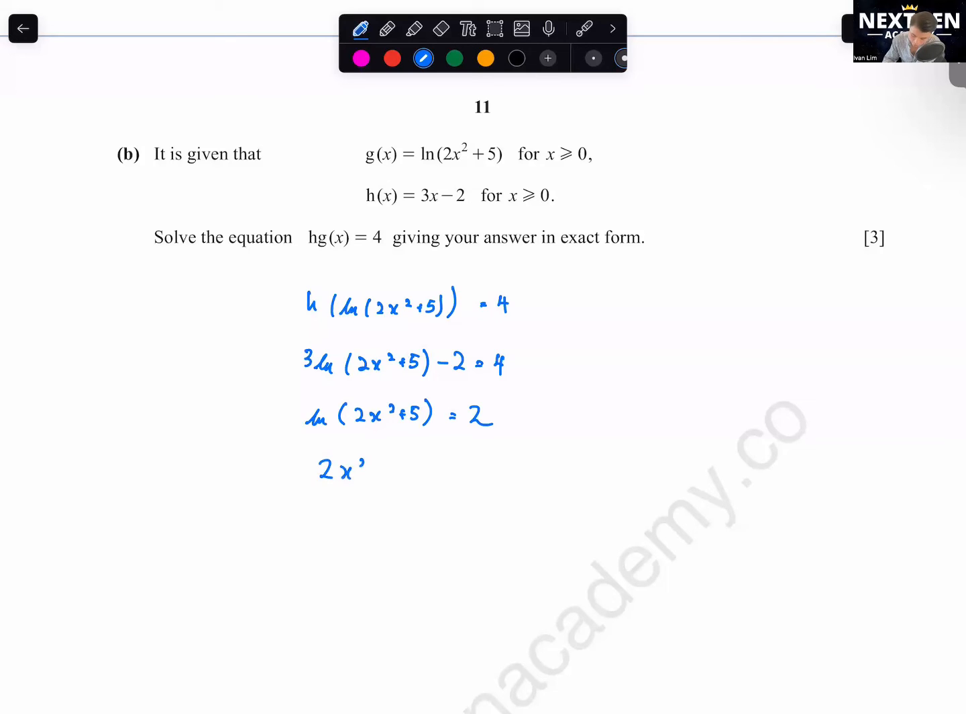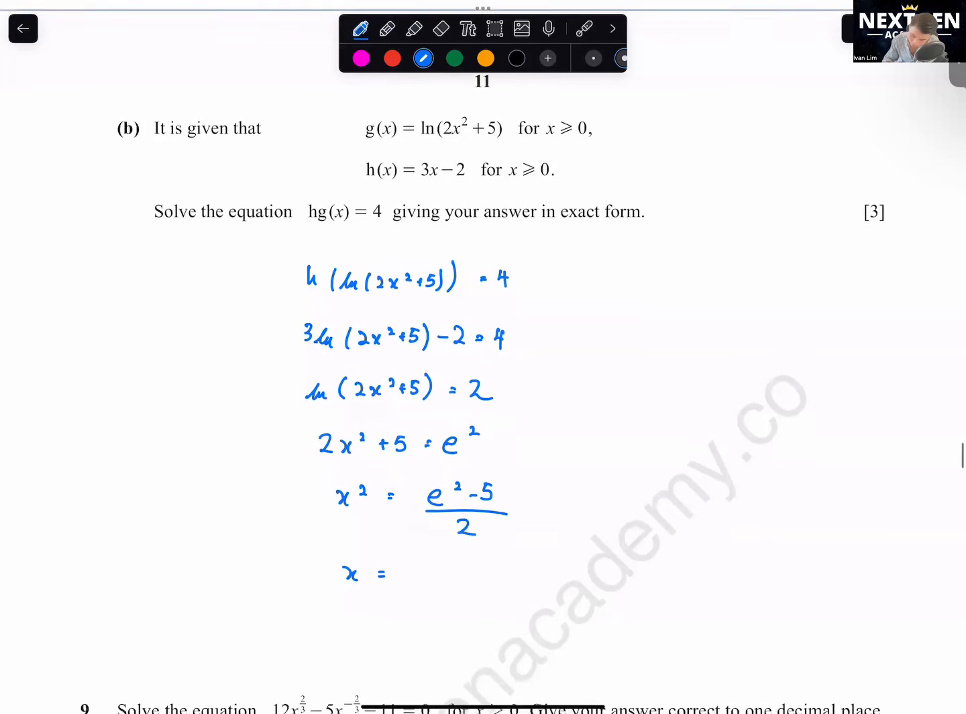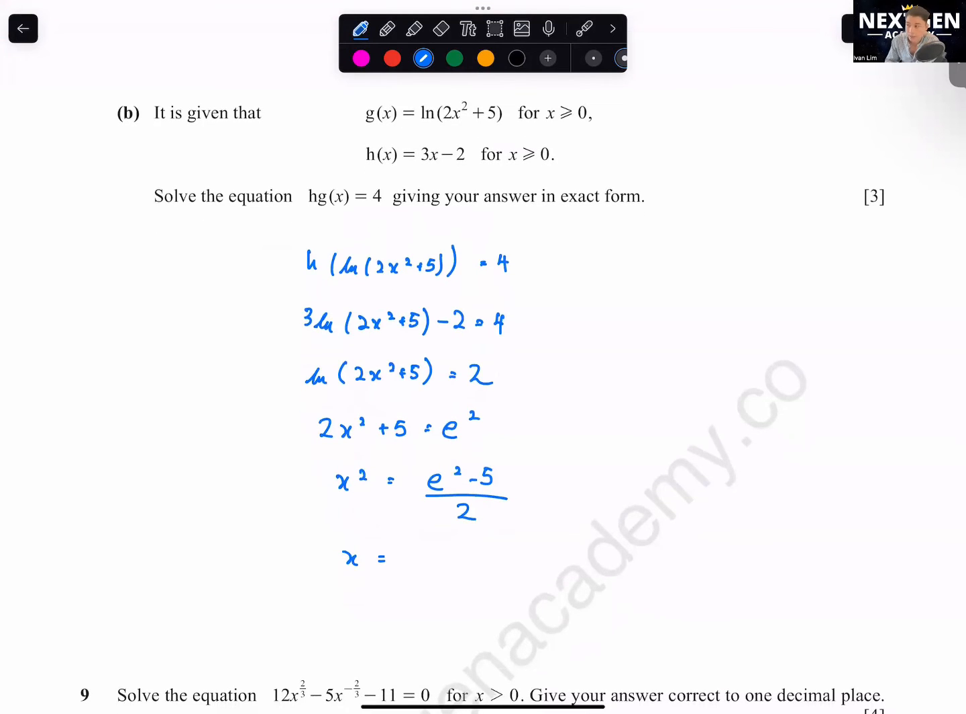Then we inverse the ln. 2x squared plus 5 equals e squared. So x squared equals (e squared minus 5) over 2. By right, x is plus or minus, but x is only more than 0, so I will only take the positive one. So write it as the square root of (e squared minus 5) over 2.